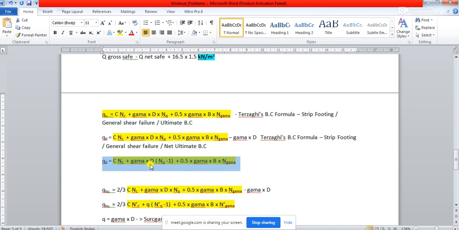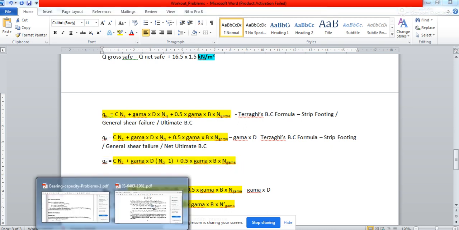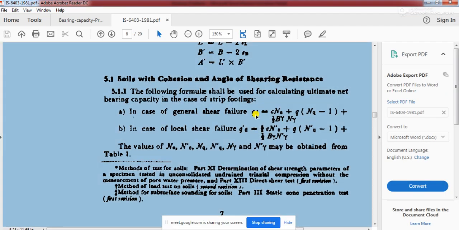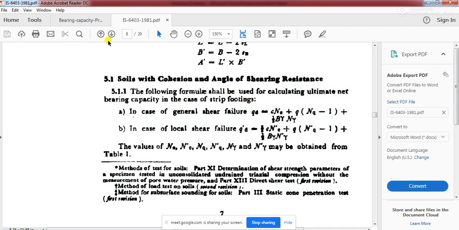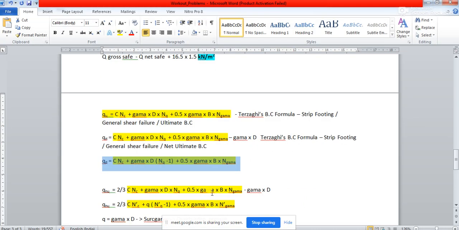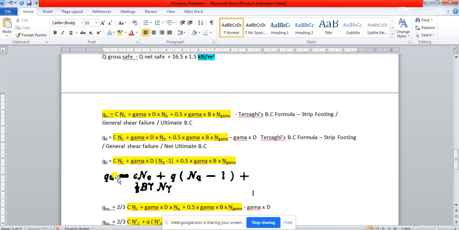c Nc plus gamma D into (Nq minus 1) plus 0.5 gamma B N gamma. And that's what is being written here also. See, this is what is written. So if you see this formula, this is exactly the same, right? If you bring it over here, then you see, this and these are same or not? Tell me. qd equal to c Nc plus q. What is q? q is nothing but gamma into D, (Nq minus 1).